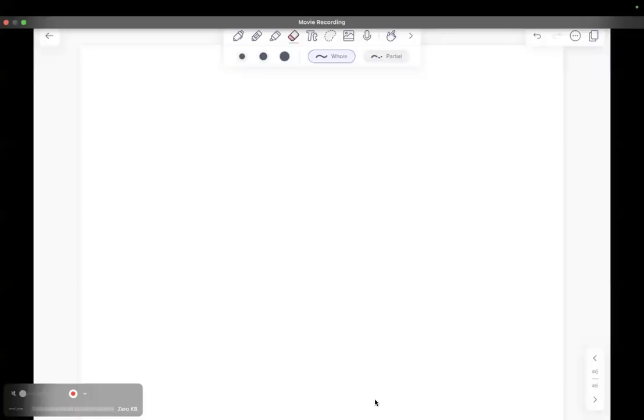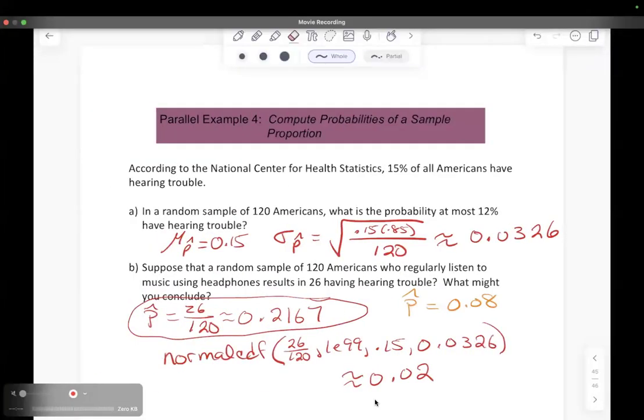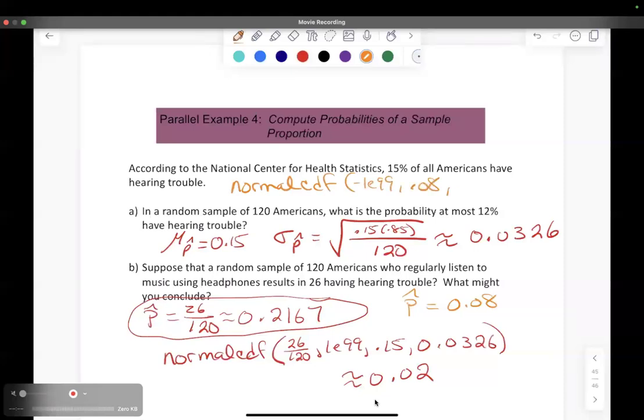I had a question real quick. Go ahead. On that last one, if it was less than 15%, let's just use that 0.08, so that 8% would be your upper. Yes. So I would write it up above here. I would do normal CDF, and then negative 1E99, 0.08, 0.15, and then 0.0326. Okay, awesome. Perfect. Thank you.